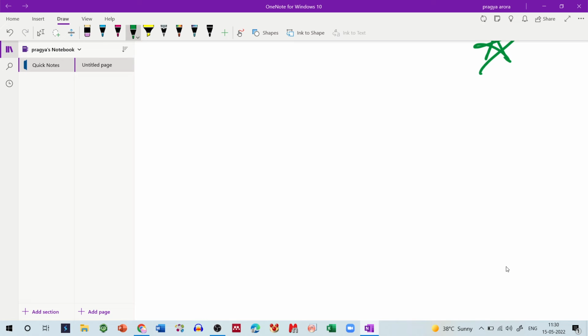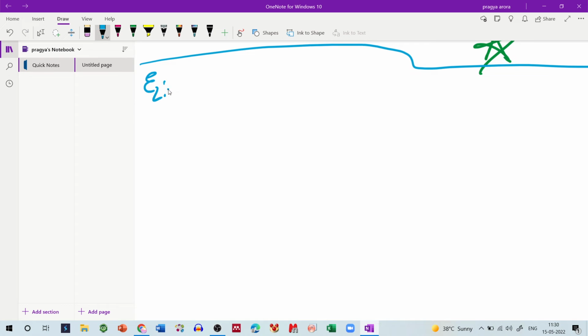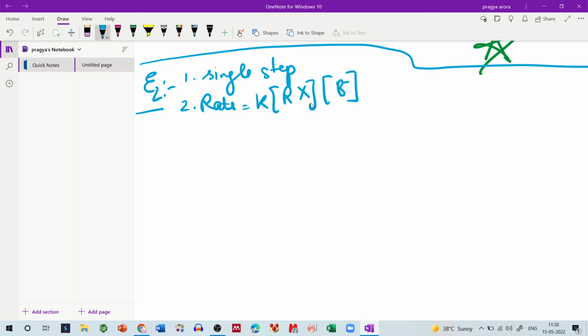Why do we call it E2? Because in the case of E2, what happens? It is a second order elimination reaction, similar to the SN2 where nucleophilic substitution was happening. In the case of E2 elimination, it is a single step process. The rate depends upon the concentration of alkyl halide plus the nucleophilic base which is reacting. The third point is a single transition state.